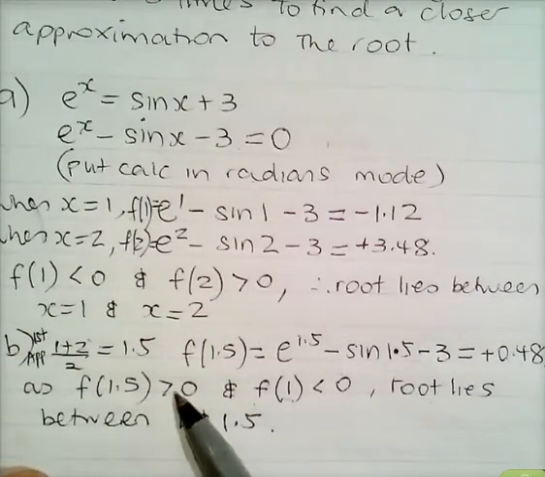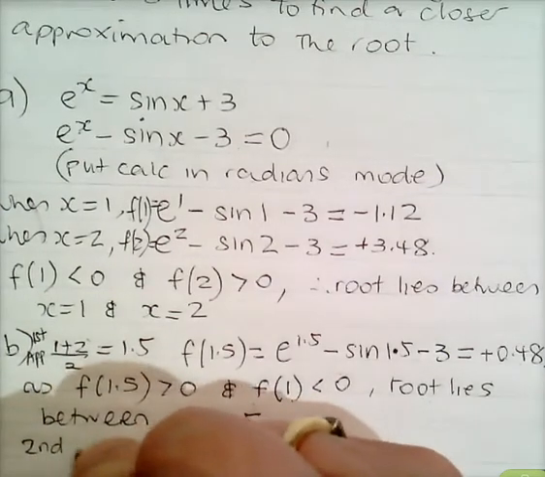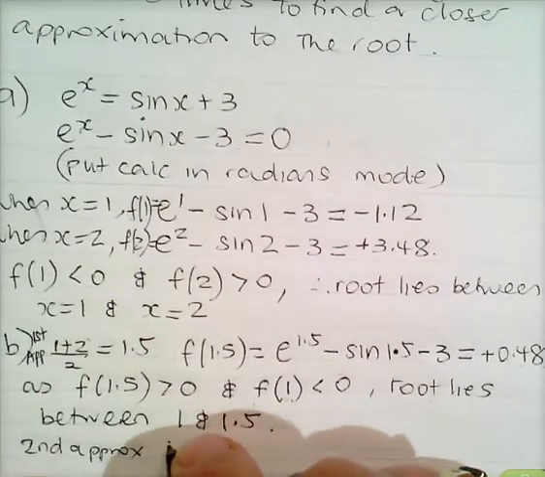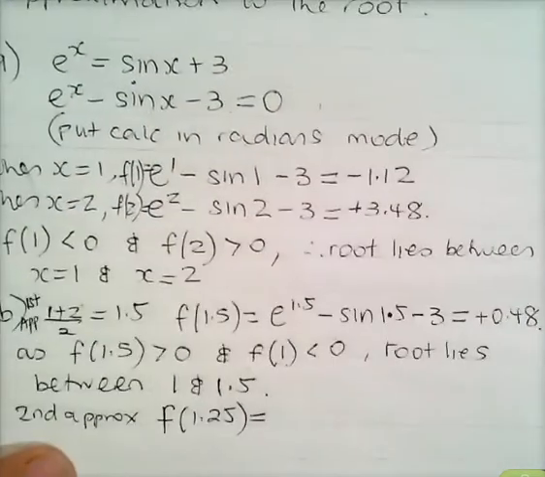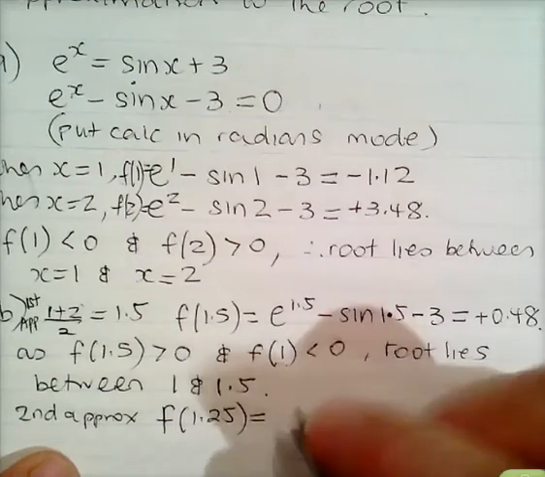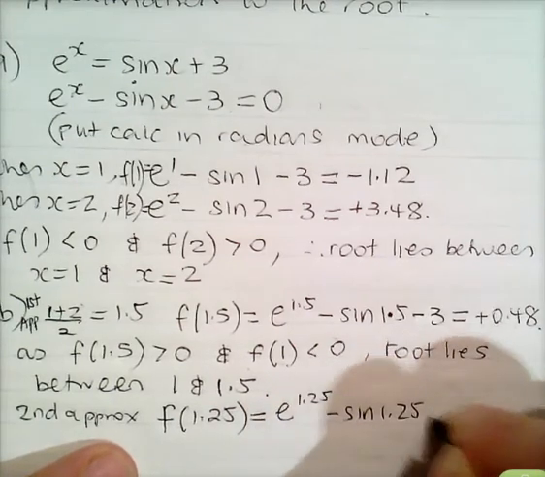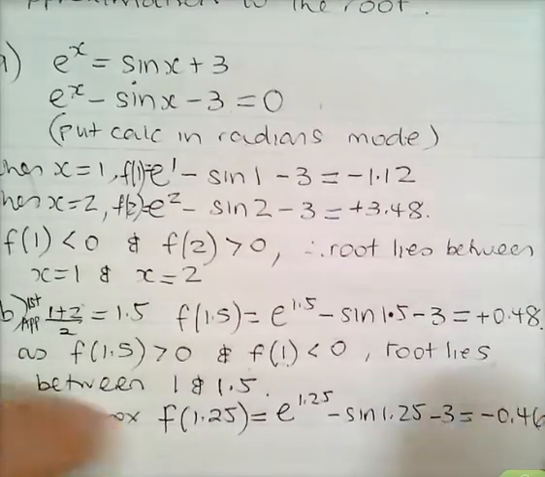Because the function of 1.5 is positive and the function of 1 is negative, the root lies between 1 and 1.5. Now for our second approximation, we'll look at halfway between 1 and 1.5, which is 1.25. You can work that out on your calculator. So you've got e to the 1.25 minus sine of 1.25, take away 3, and I'm getting negative 0.46.